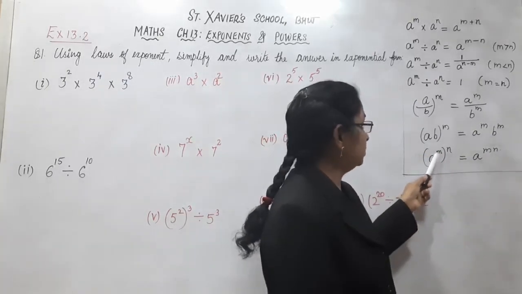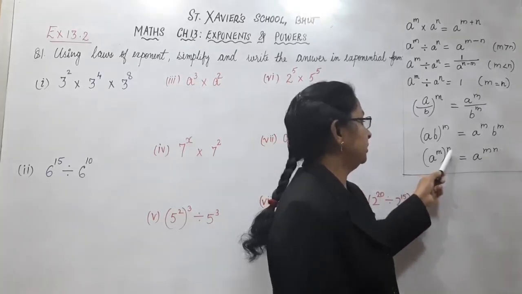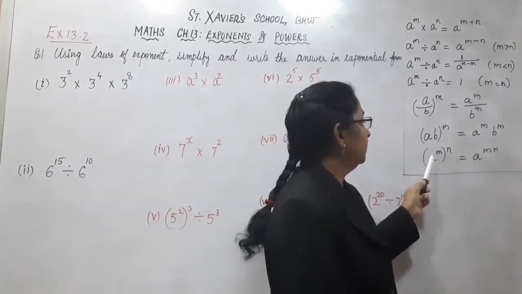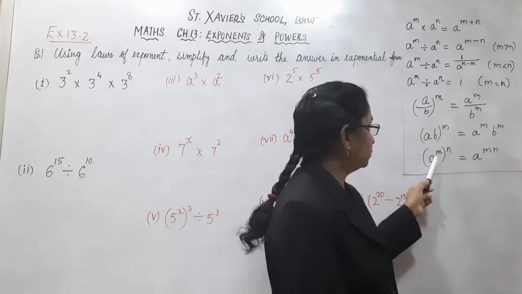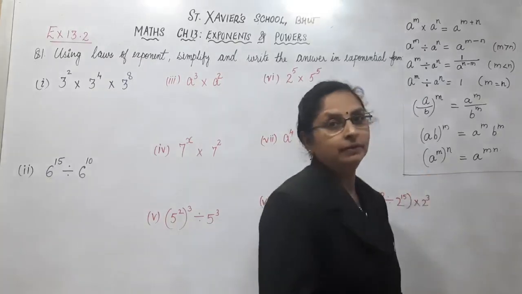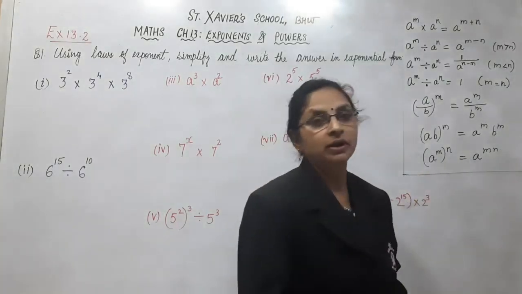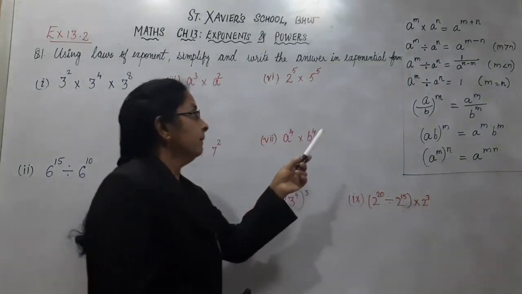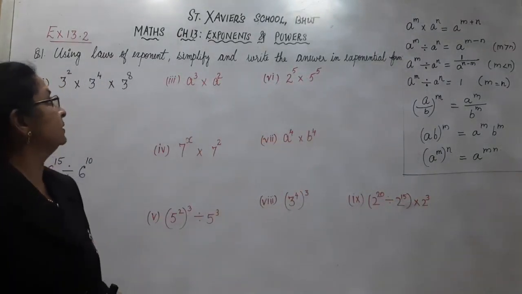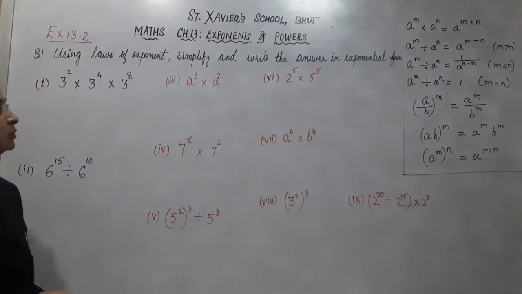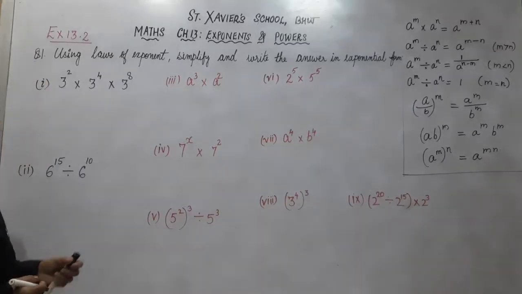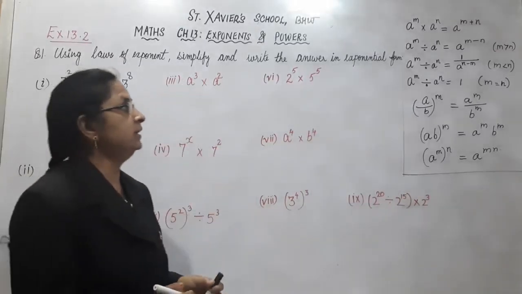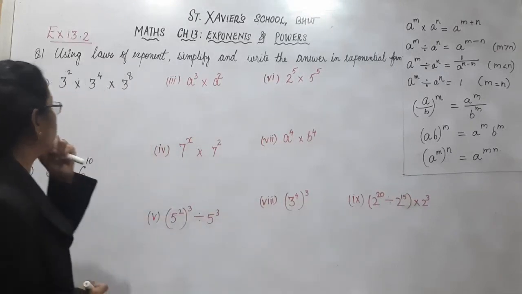Now if (a raised to m) all raised to n, then the answer is a raised to m multiplied by n. If power of power comes, then we have to multiply. Using these laws of exponents, we simplify and write the answers in exponential form. That is the first question.